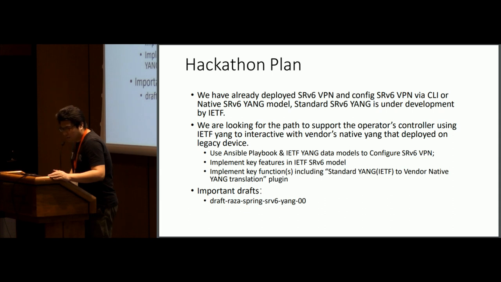And so the project here is that we use the Ansible playbook and IETF YANG modules to configure SRv6 VPN and implement the key features in the IETF SRv6 module. Also, we want to develop a plugin to support the standard YANG module and translate it to the native module.